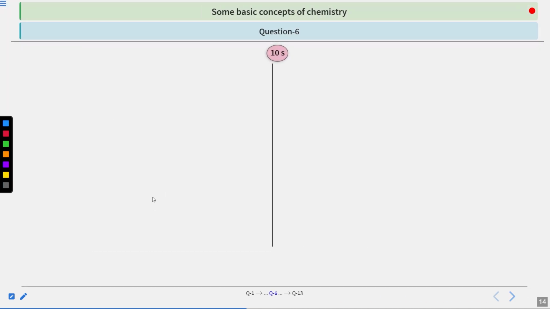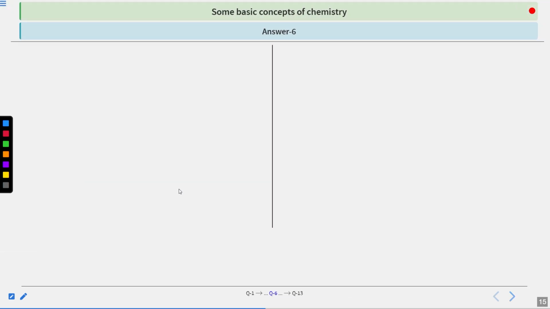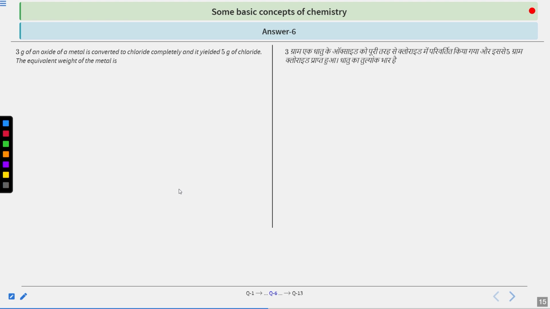Question number 6. 3 gram of an oxide of metal is converted to chloride completely and it yielded 5 gram of chloride. The equivalent weight of the metal is. Options are A 33.25, B 3.325, C 12 and D 20. Let us look at the answer. The question says that we have 3 gram of an oxide of metal and this is converted to chloride completely. So we are getting chloride of metal and this yielded us 5 gram of chloride. So the equivalent weight of metal we have to calculate. The correct option is A.